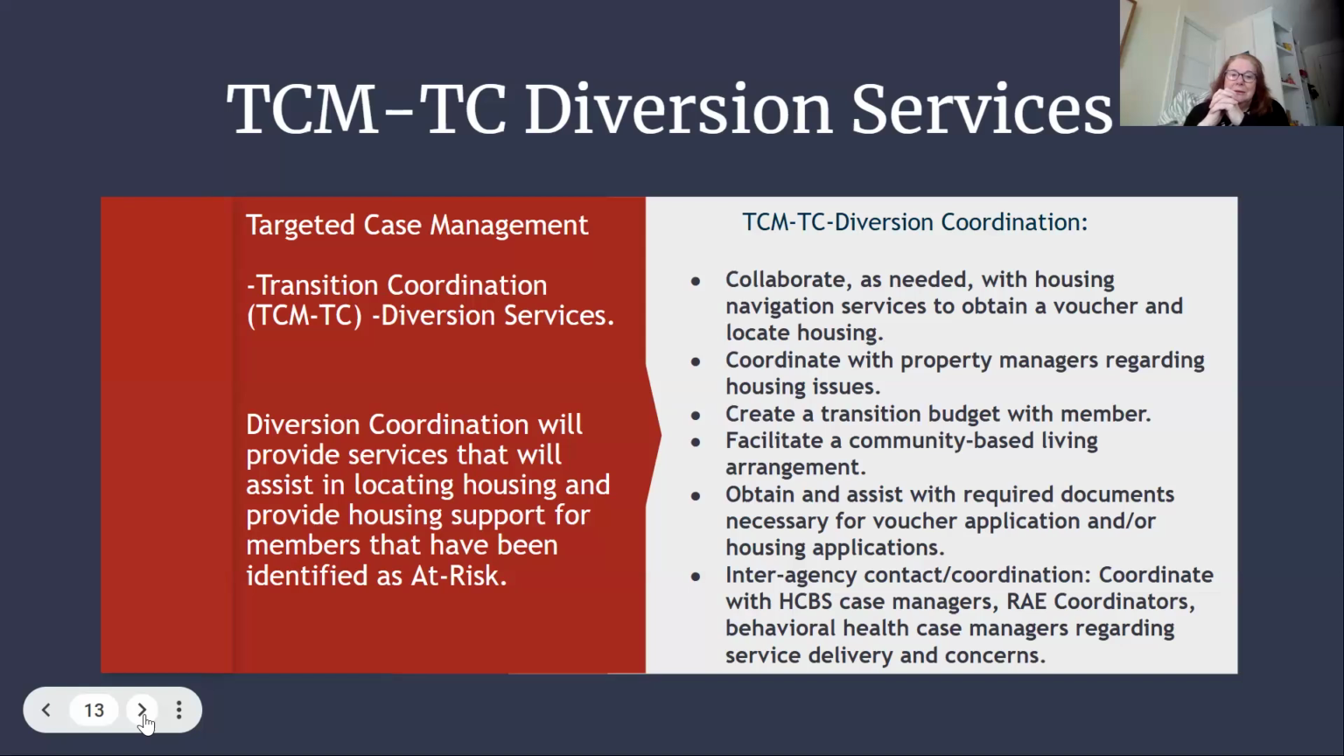So this is not anything new or different. This is what we do for our transitions from nursing facilities. So that process will not change. Next.